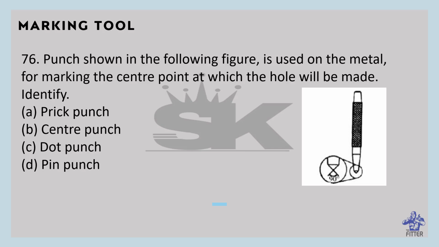The punch shown in the figure is used on metal for marking the center point at which the hole will be made. Identified: here it is 90-degree. It is showing, right? So it is a center punch.